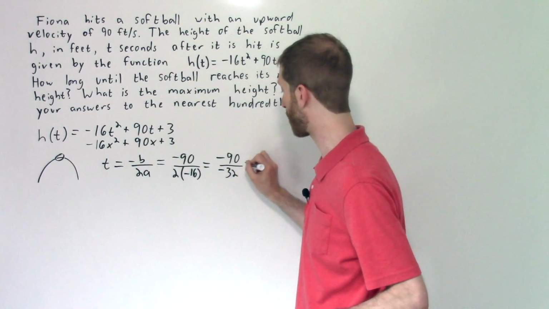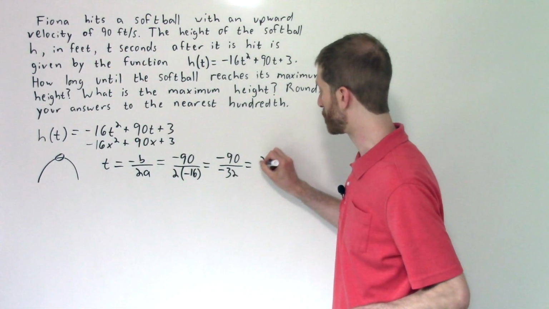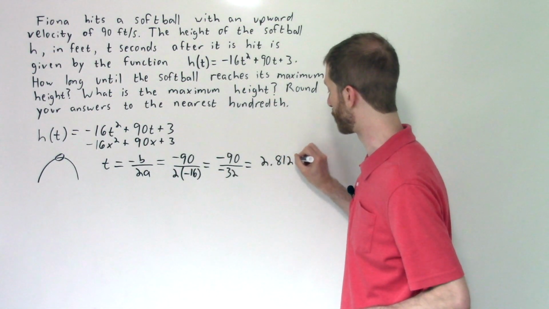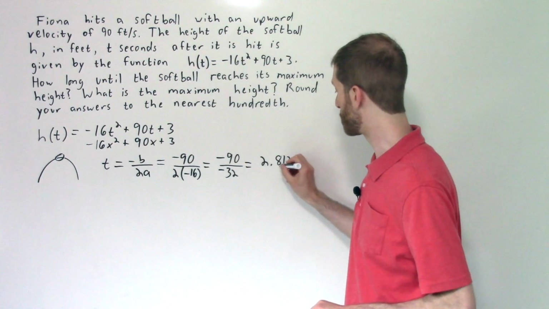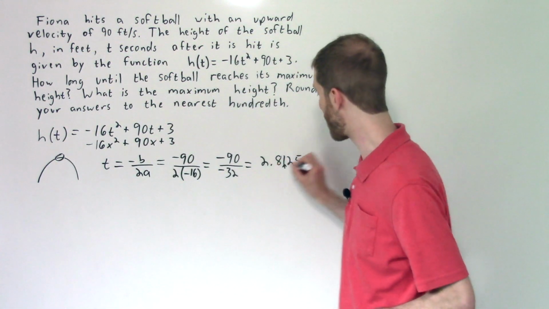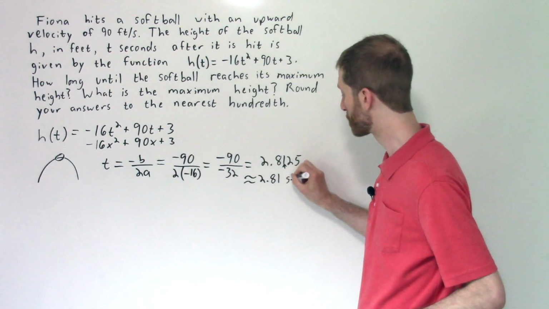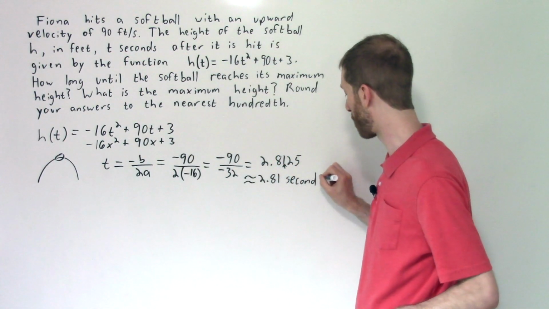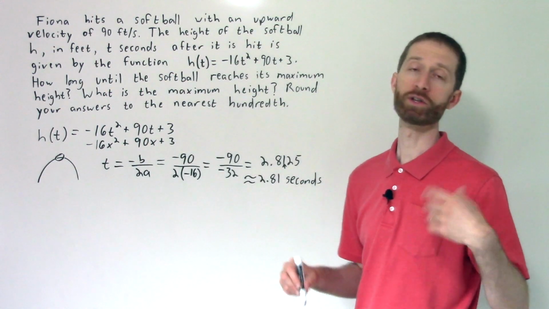I've already done out the calculations. You would need a calculator for this problem, and that's going to be 2.8125. Now it says to round our answers to the nearest hundredth of a second, so that would be to this decimal right there. So that would be 2.81, so I'll say about 2.81 seconds. So that's how long it will take for the softball to reach its max height.